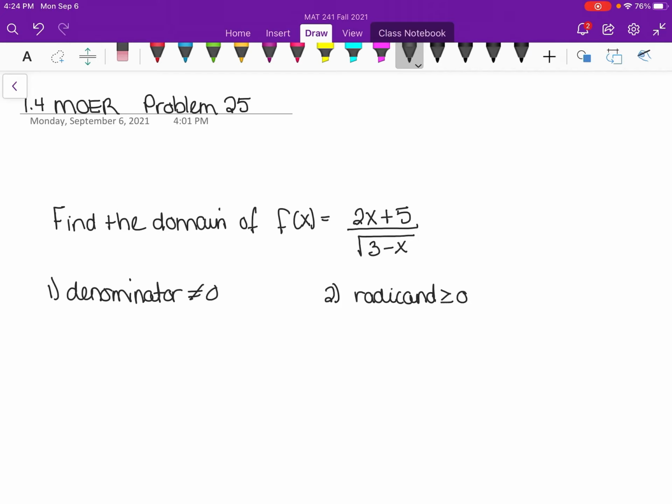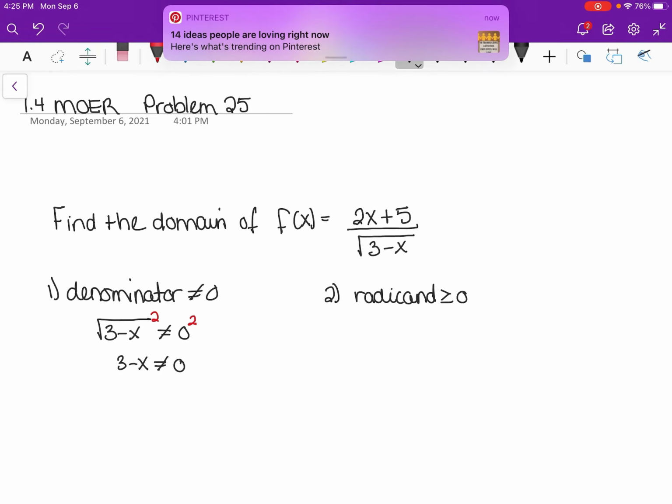So let's go ahead and start with the denominator. In the denominator, we have the square root of 3 minus x. This cannot equal 0. Now, how do we solve a square root equation? We square both sides. So this becomes 3 minus x cannot equal 0. Now, I'm going to stop there for just a minute.